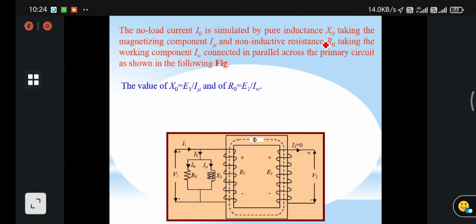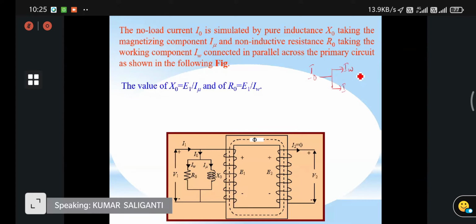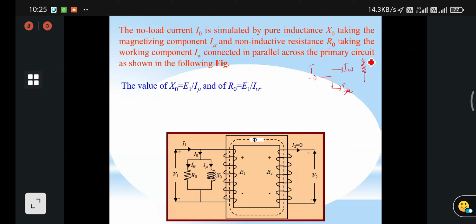Inductance X naught, taking the magnetizing component. Already we have discussed that the no load component of current has a working component and a magnetizing component. The working component is in phase with V1, and the magnetizing component is in quadrature with V1. The working component current is resistive in nature, that is IW.